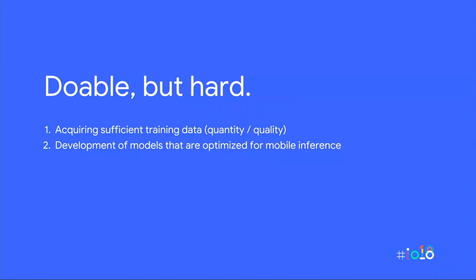The other aspect is developing models that are optimized for mobile inference. And this has many dimensions. This could be in terms of battery life, in terms of compute, and in terms of size of the model. And what I've learned in machine learning is that these are always constant trade-offs. You can improve on one, but then decrease on the other one. And so it's a really hard challenge to solve.